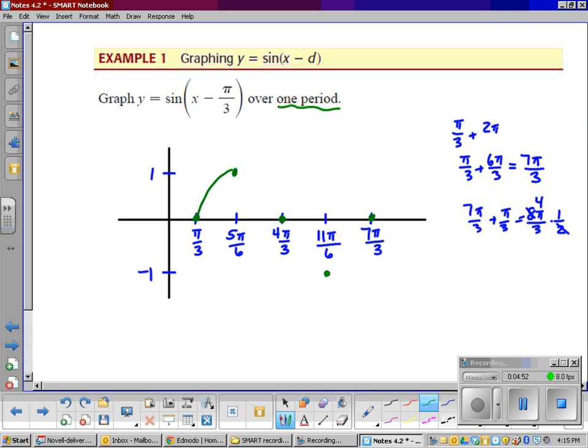So then it's just a matter of connecting the dots, which is sometimes the hardest part. You want to make these curvy and not pointy, but as long as you get that general shape, then that will be just fine.